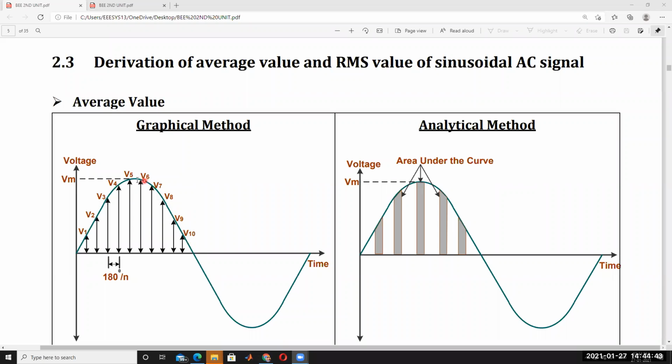The average value is for only half cycle. Don't take a full cycle. For the average value, according to the definition, you have to find it for only half cycle. That's why here we have taken only half cycle. The maximum value is called Vm, maximum voltage Vm, against time. In the analytical method, we have to take the area under the curve. For the graphical method, we take this.